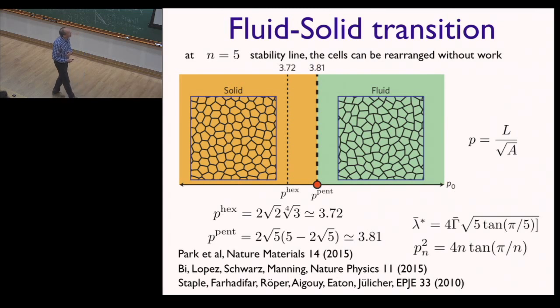And so this implies, as was emphasized by Lisa Manning, that the real transition between solid and fluid is not at the hexagonal dimensionless parameter, but at the pentagon dimensionless parameter. So the hexagon, one can calculate it from this tangent of pi over 6 in this form, and the pentagon has the tangent of pi over 5, and it's at 3.81.